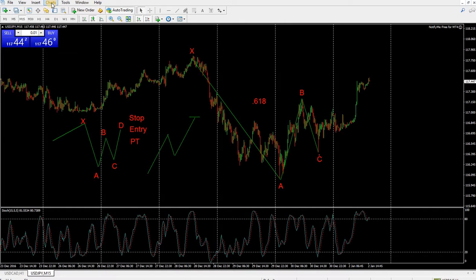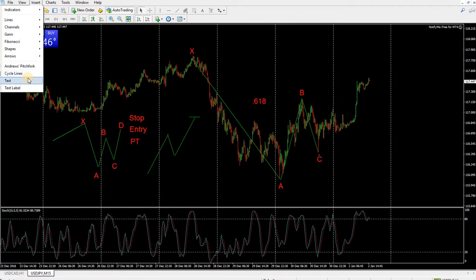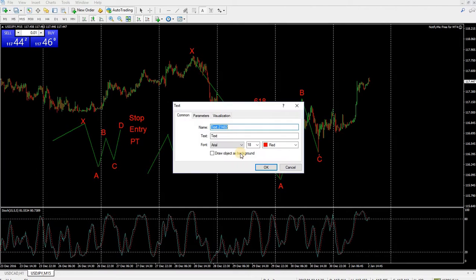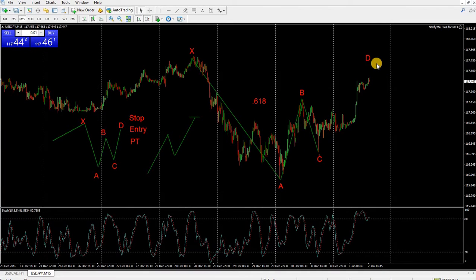So the final leg, we would look for the termination of the D, and we find that by creating an area of confluence between three different numbers. So the first part, we take our ABCD pattern, we take our initial AB leg, and we just place it back on the C and find that level. So that appears to be 117.60. So we can get that out of the way.